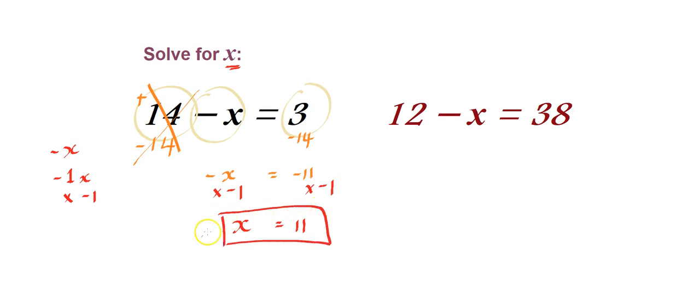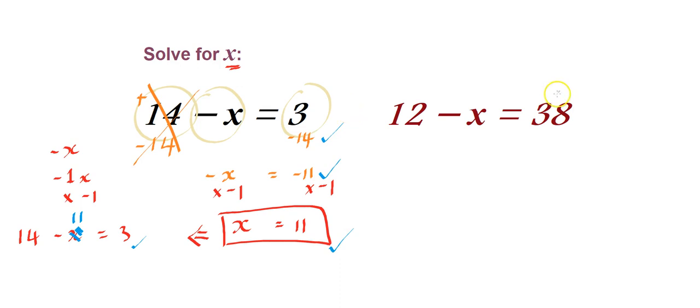So this should be the answer. What we should do is check, and we check by substituting. Here's the original equation. We think we know what the value of x is, so we take out the x and we put in its value, which is 11, and then we see if it makes sense. 14 minus 11 is 3. Is that true? Well, it is true. Therefore, this is correct, and our working must also be correct.